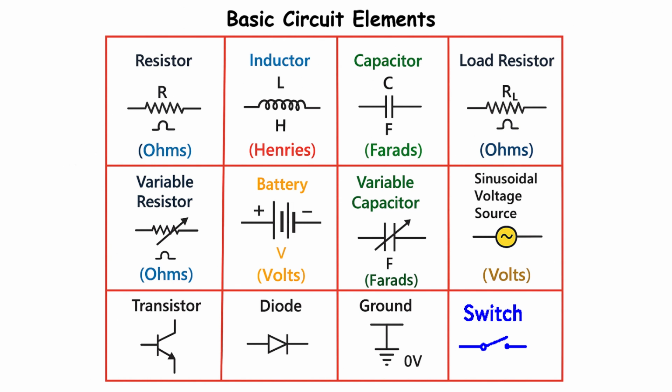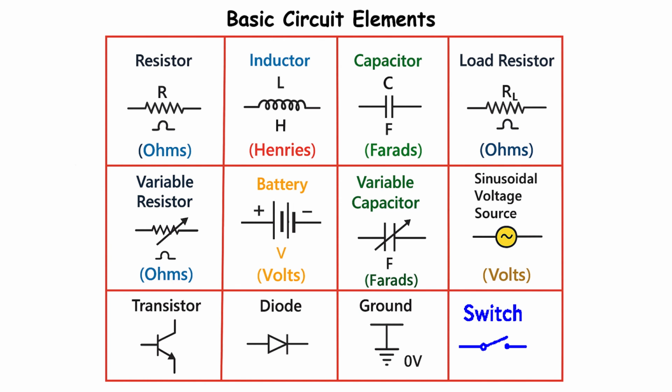Next, we have the variable capacitor. Just like the variable resistor, this is a capacitor whose capacitance can be changed. The symbol is a capacitor with an arrow through it. By changing the capacitance, you can change the resonant frequency of a circuit.